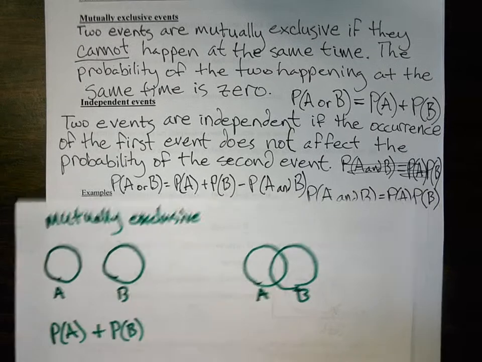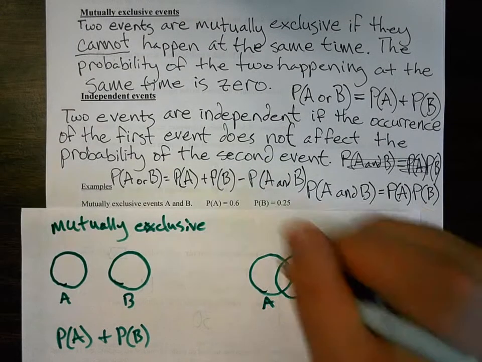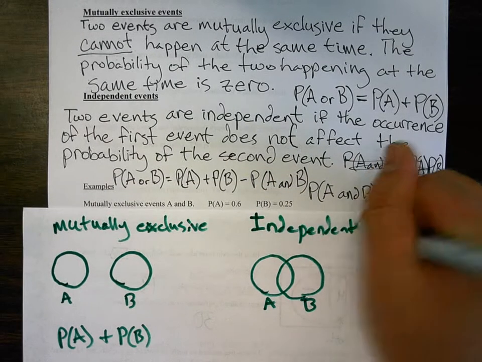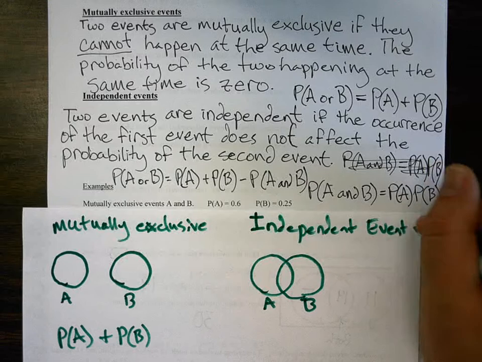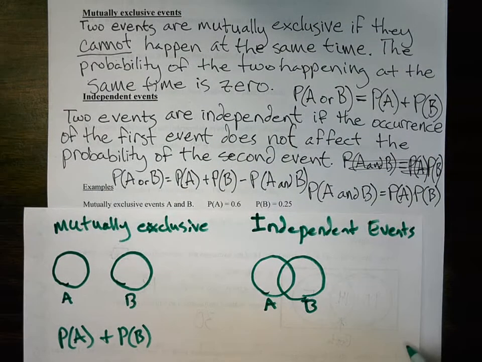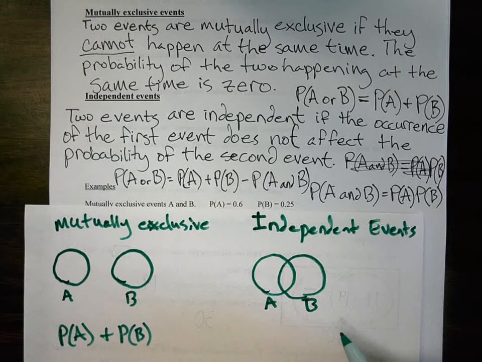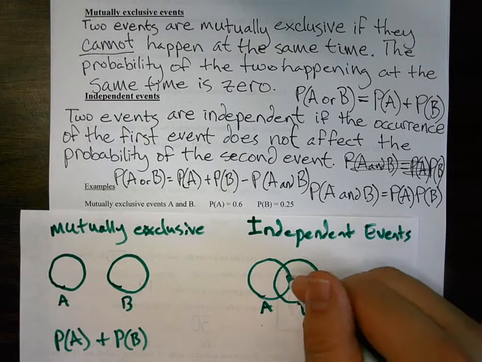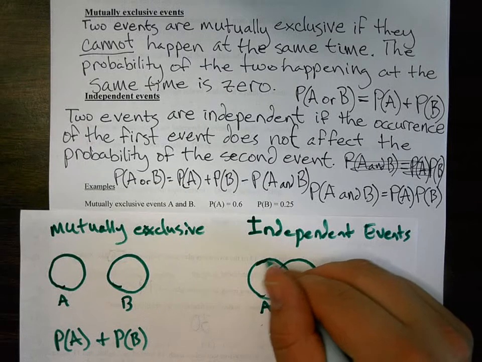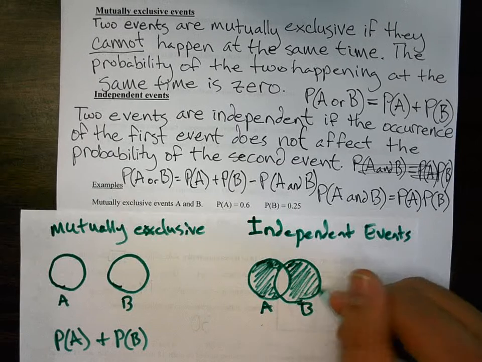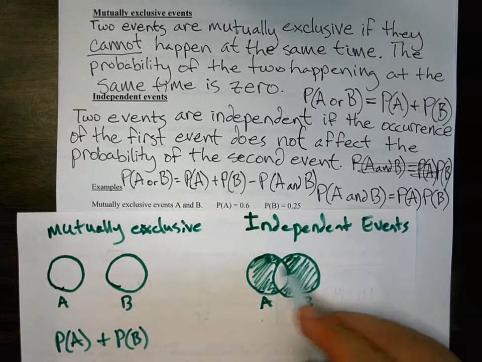Now, if you want to figure out the probability of A or B where these are independent events, independent events can happen at the same time. They don't have to happen apart from each other. If I want to figure out the probability of A happening or B happening, but not both, so or excludes the both part, then I'm looking for the probability of A here and the probability of B here, but I don't want this middle part. I want to exclude that.